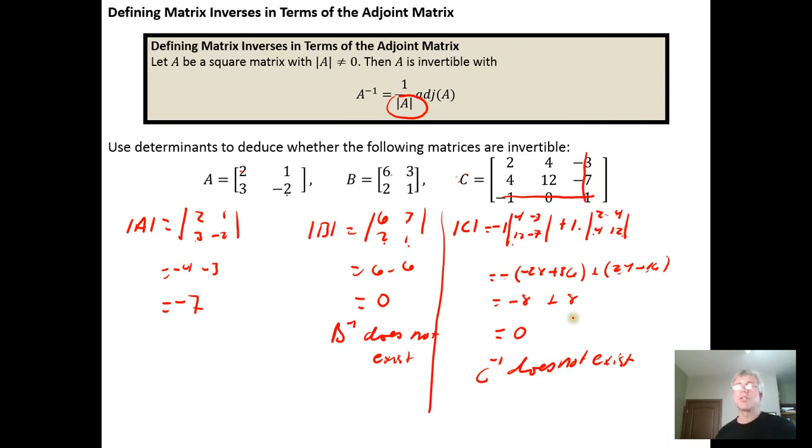There's no point in trying to calculate it. If the determinant is 0, the inverse doesn't exist. If the determinant isn't 0, if we have a non-singular matrix, then the inverse exists.